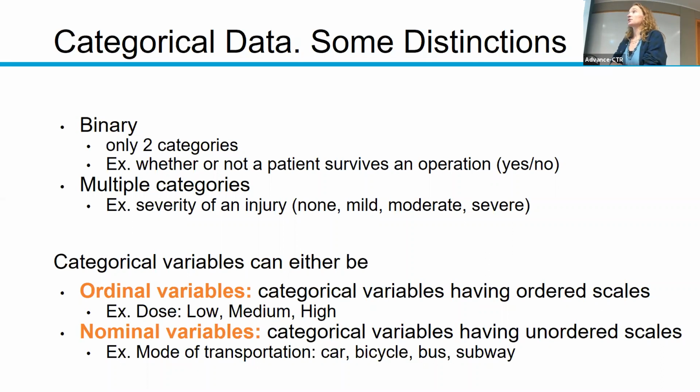Now, categorical variables can also be ordinal or nominal, whether or not they are binary or have multiple categories. Ordinal means that they have an ordered scale. So there's an inherent ordering to these variables, so low, medium, or high. Nominal categorical variables do not have an inherent ordering. They're unordered. They're just separate categories. So in this example, mode of transportation: car, bicycle, bus, or subway. There's no way to logically order these and say that one is greater than the other.